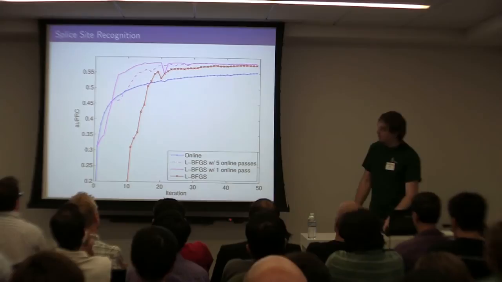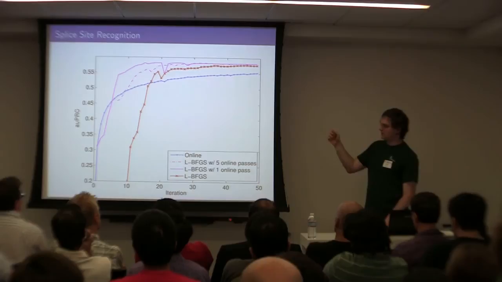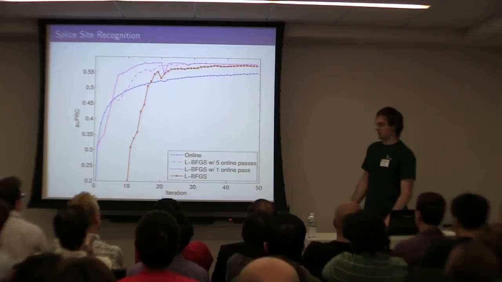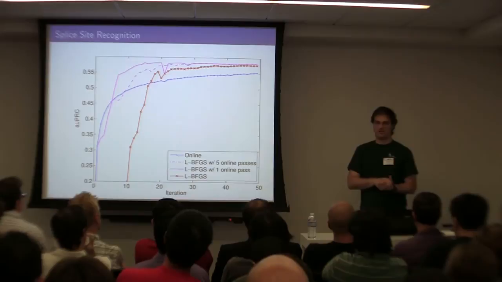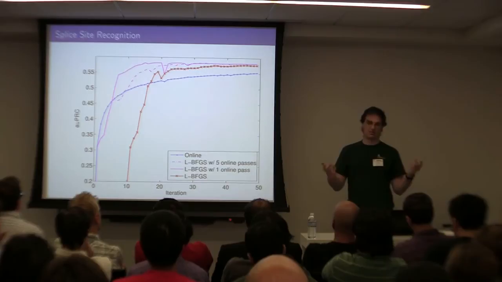Okay, so this is splice site recognition. There's other data sets we saw, like on the click data set, where it seemed like online learning was much more powerful. So online learning would just essentially nail things after maybe 5 passes. But you can still switch over to LBFGS and also do 5 passes there. That seems like that's about equivalent.